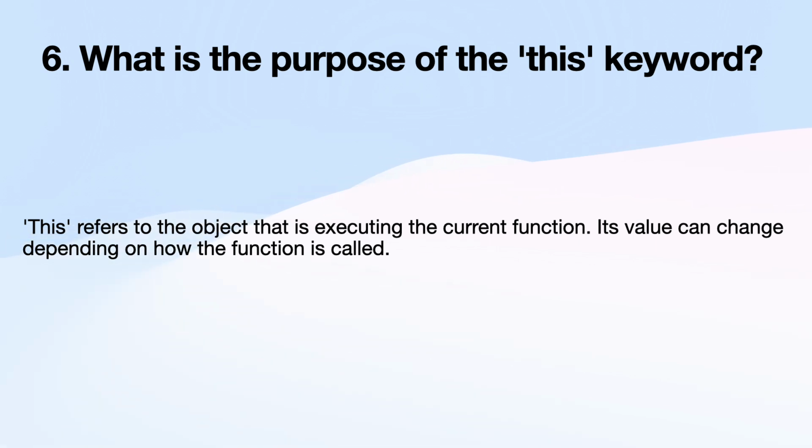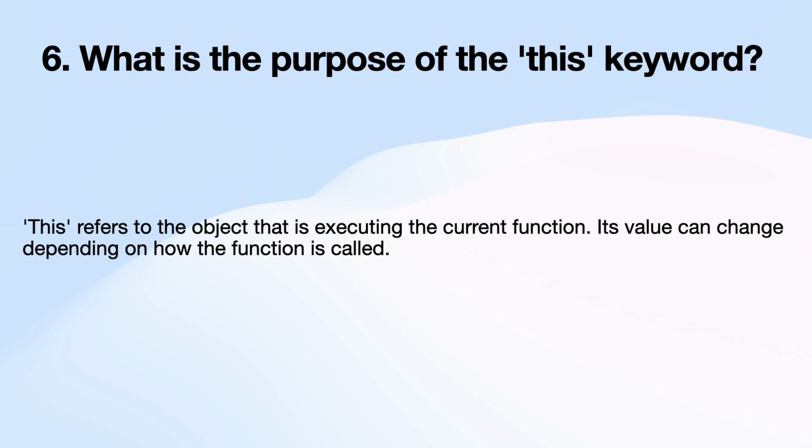1. In global context, this refers to the global object, window in browsers, global in Node.js. 2. In object methods, this refers to the object that owns the method. 3. In simple function calls, this is undefined in strict mode or refers to the global object in non-strict mode. 4. In arrow functions, this retains the value of the enclosing lexical context's this.